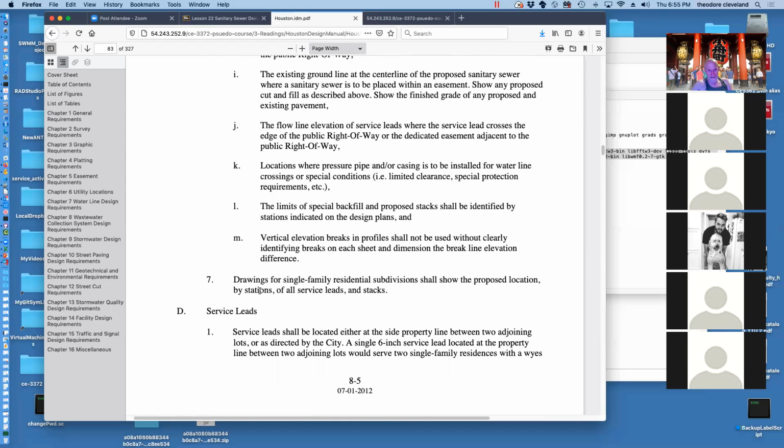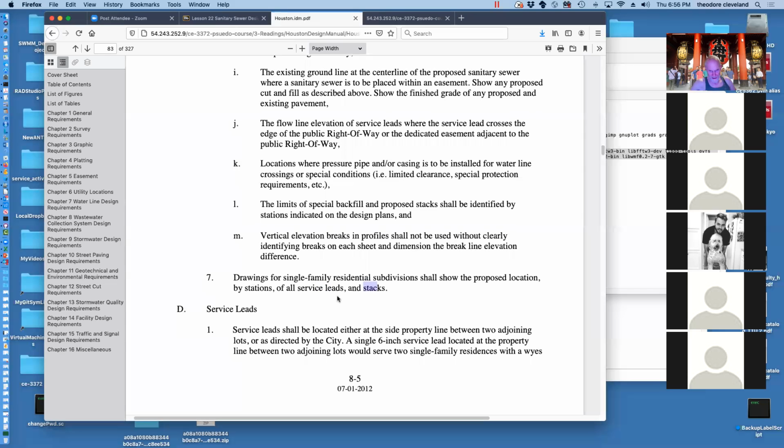And in the case of a subdivision, like a sewer drawing on a plat map, it has to show the location by station of all the service leads and service stacks. So just showing the houses is insufficient. You actually have to show the connections.